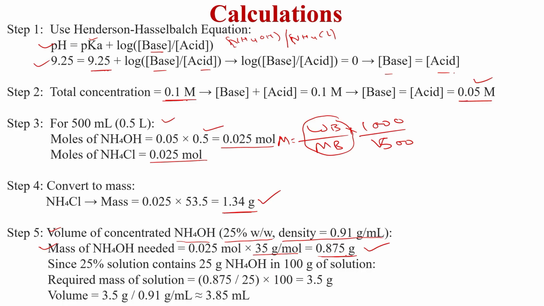Now since this is a liquid and we are given a 25% solution, that is concentration, meaning that 25 gram ammonium hydroxide is present in 100 gram of solution. If you want to have 0.875 gram, how much solution is to be taken? That is 100 by 25 into 0.875, equal to 3.5 gram. Now since the density of ammonium hydroxide solution is given as 0.91 gram per ml, volume equals 3.5 divided by 0.91 gram per ml, equal to 3.85 ml of ammonium hydroxide solution, 25% weight by weight.